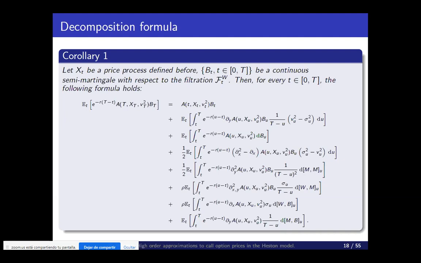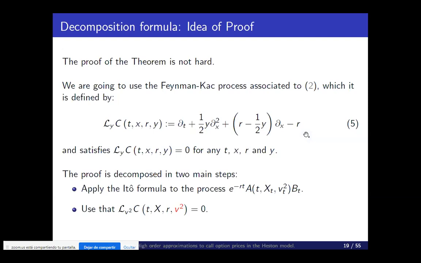Okay, so of course we can prove this theorem in a very, very easy way. To do it, we need to be aware of the Feynman-Kac process associated to the equation. In this case, it is the following Feynman-Kac process. And applying the Itô formula to this process and making use of this equality of the Feynman-Kac formula, we can prove the theorem very easily. It's not very hard to prove. If you see the paper or my thesis, you can see the detailed proof. But basically, the two elements of the proof are to apply the Itô formula to this process, and then make use of this idea to simplify some terms.